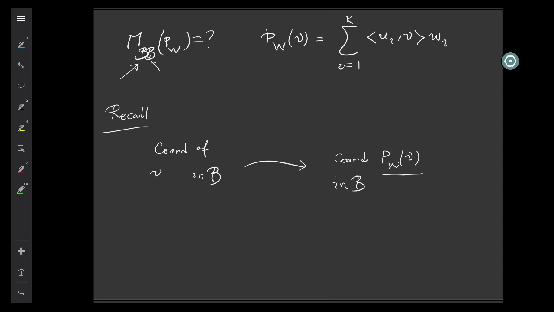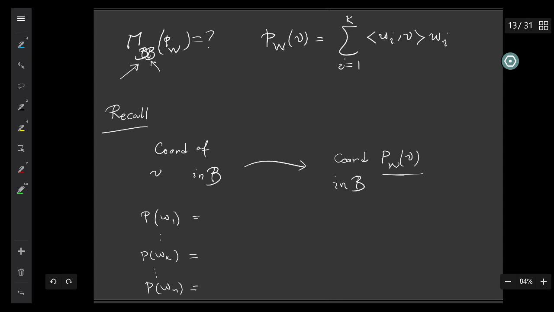So let's just write. How do we find such a matrix? We just write the elements of the first basis and apply Pw to W1, through Wk, through Wn, and we write the coefficients of the linear combinations as columns of the matrix M_BB. I have made another video concerning this, so you can just watch that.